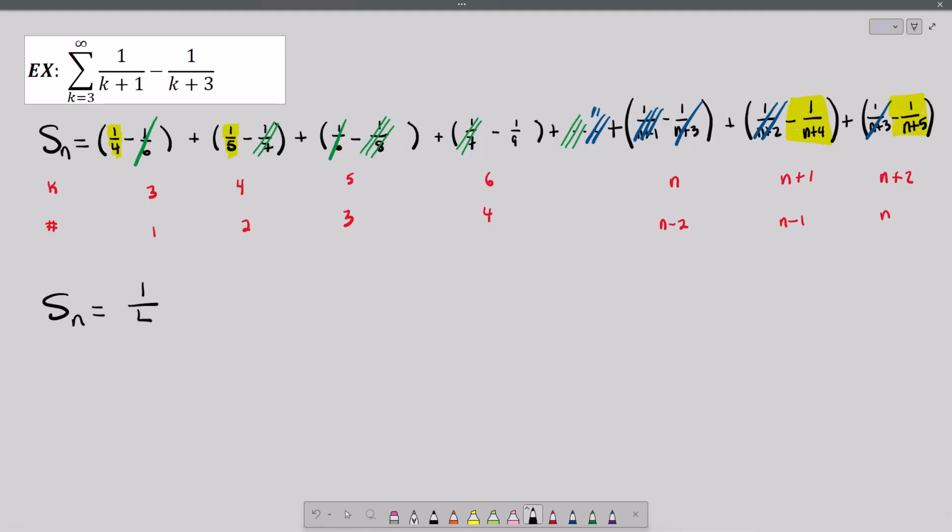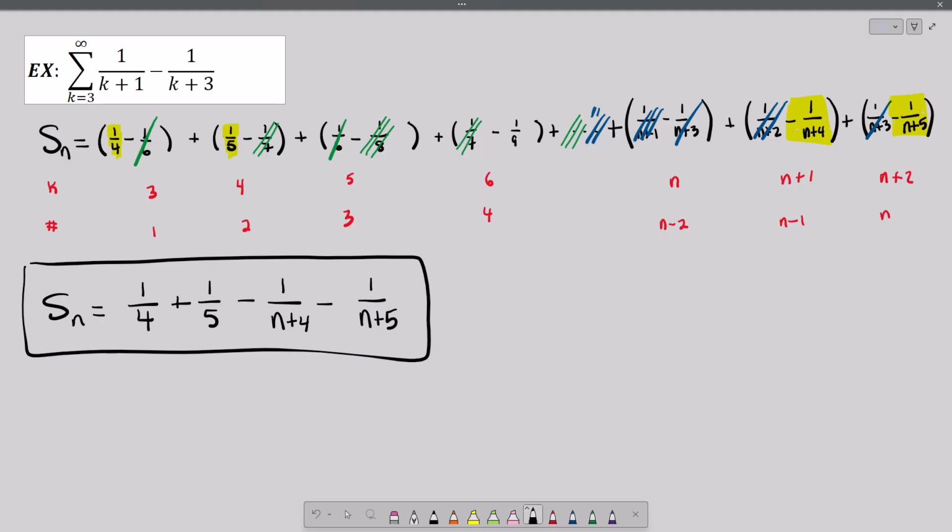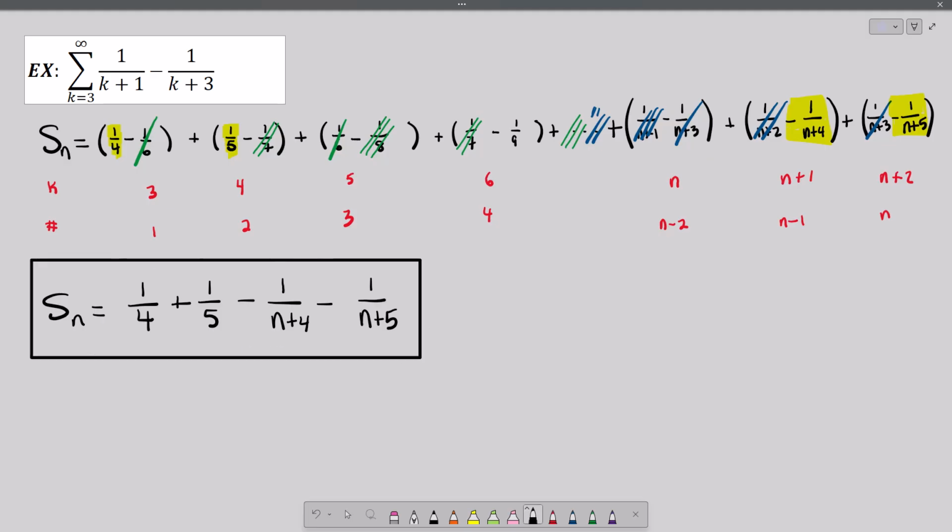It's going to be 1/4 plus 1/5 minus 1 over n plus 4 minus 1 over n plus 5. So that is S sub n. That is the formula for the nth partial sum. And when you have a formula for S sub n, all things are good because you can just take the limit of that. So S will be the limit of S sub n as n goes off to infinity.